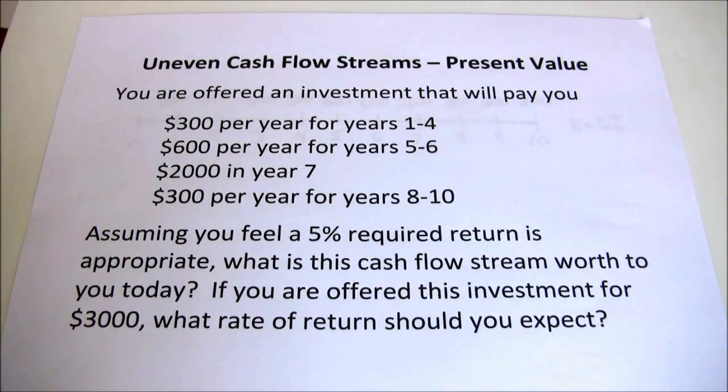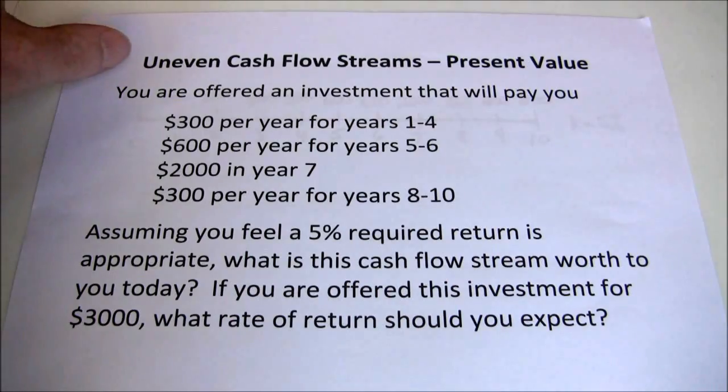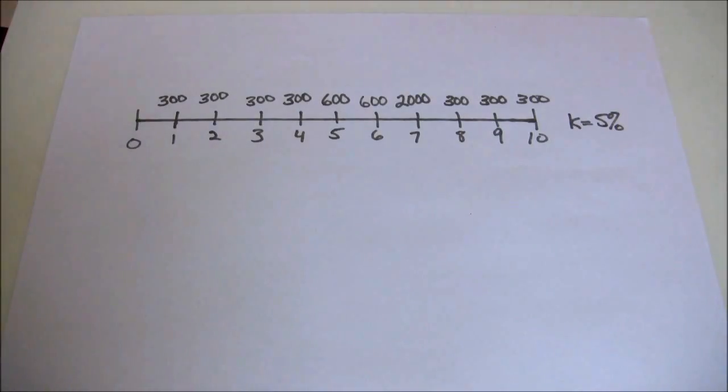Now, this is a problem that you could do with the 5-key approach, but it would take you quite a while and you'd have to do a lot of separate calculations in order to solve for it. So it's a lot easier to use a function in the financial calculator referred to as the cash flow worksheet or cash flow register. But before we do that, I want to introduce the idea of a timeline.